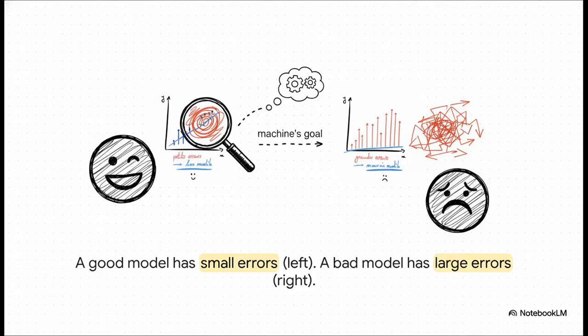So what makes a line the best one? It's all about how wrong it is. You want to minimize the error. A good model, like our happy friend on the left, has a line that's really snuggled up close to the actual data points. The errors, those little red lines, are tiny. But a bad model, on the right, well, its line is way off, and the errors are huge. The machine's goal is to be that happy face on the left.